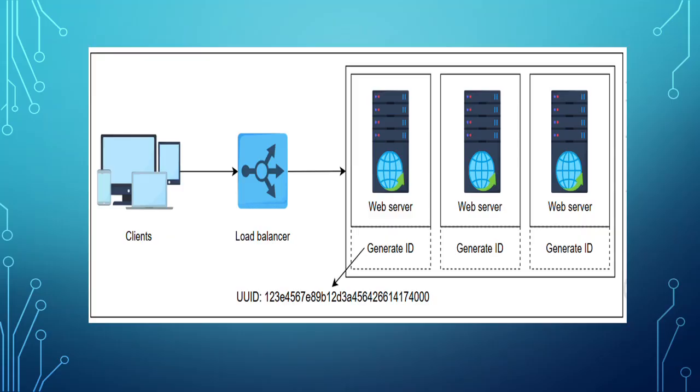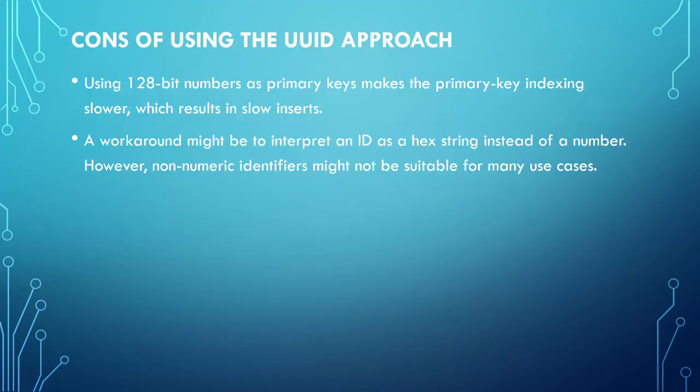Client requests go through a load balancer, and the load balancer distributes this load to different web servers, and each web server is responsible for generating a UUID. So even though a request reaches any of the servers, it will generate a unique UUID. What are the cons of this approach? As it is a 128-bit primary key, indexing or referring to a primary key might slow us down in the long run. This is one of the cons we could think of.